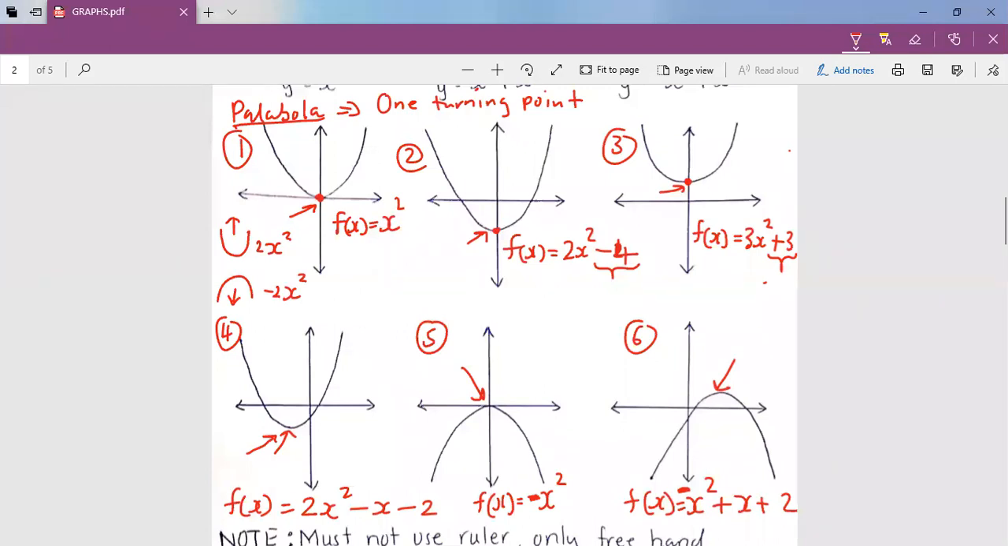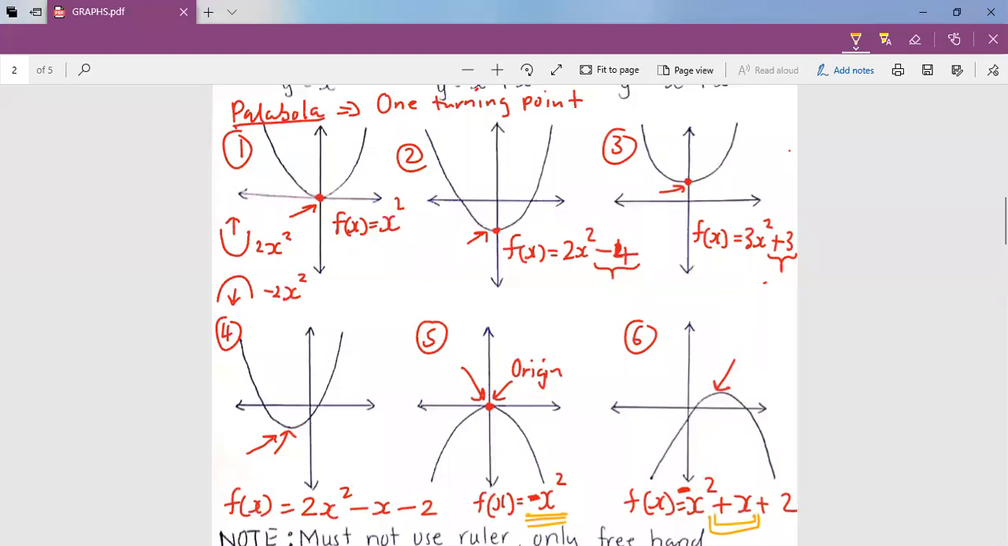But because the turning point is touching the y-axis there, and it's at the origin, then we will not have any other part of the graph. It will stop only there. We shall not have plus x, we shall not have maybe plus 3. So normally when we are touching the y-axis, we don't have the x term of the quadratic. For number 6, this part here won't be there.